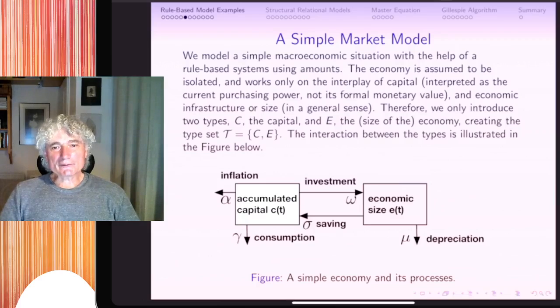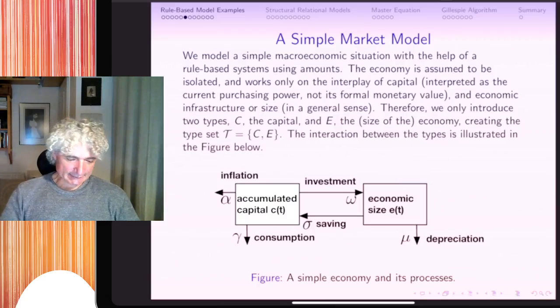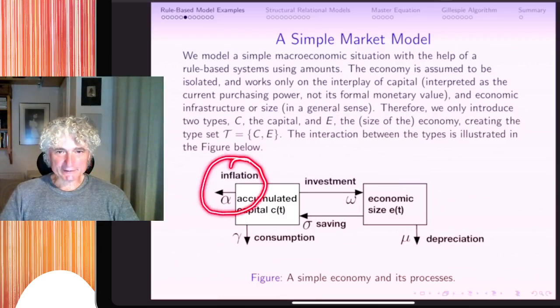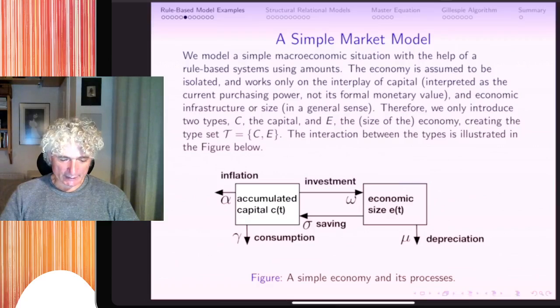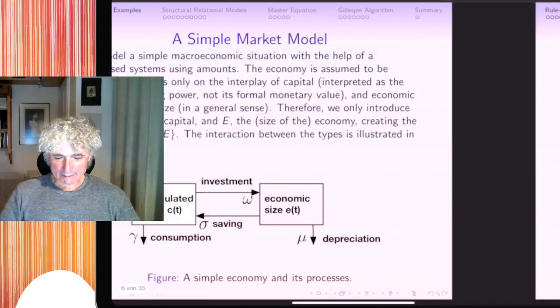But also, even if you don't consume, you will have a certain loss of capital, and that is what is usually called inflation. So you have an inflation rate, which we model by alpha. That's more or less all the flows in this two-type small economy. And now we have to get the idea formulated as rules. So here are the rules.